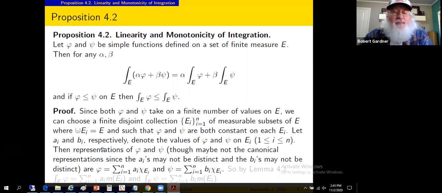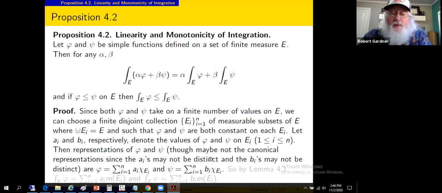So let A sub i and B sub i denote values of phi and psi on set E sub i, where we've created the E sub i's, so we know they're both constant on those sets. The representations of phi and psi may not be the canonical ones. That's okay now that we've got Lemma 4.1, but let the representations be phi equals a sum from 1 to n of A sub i characteristic function on E sub i, psi equals sum from 1 to n of B sub i characteristic function on E sub i.